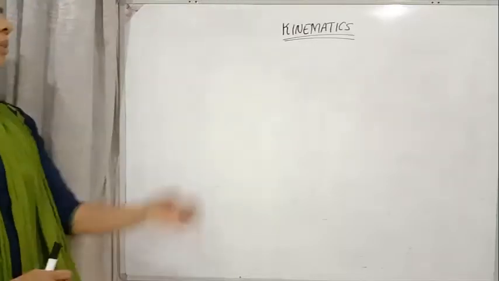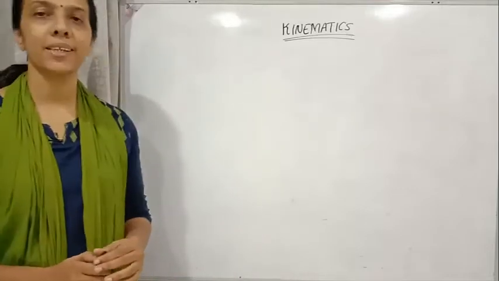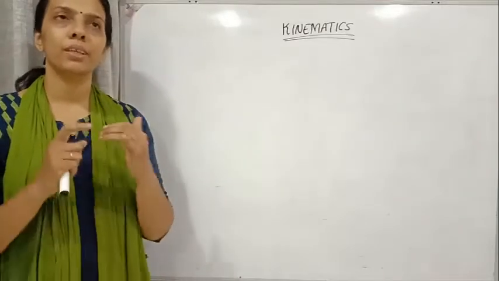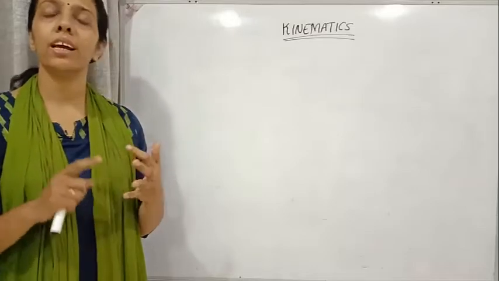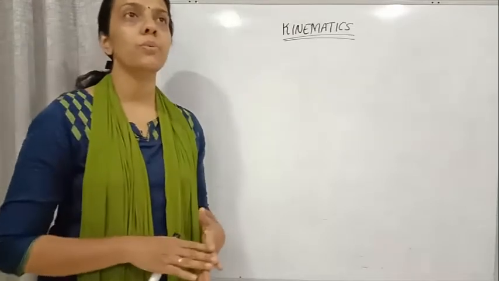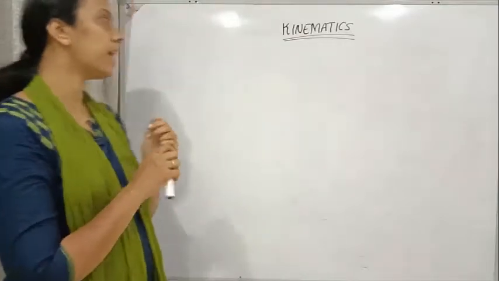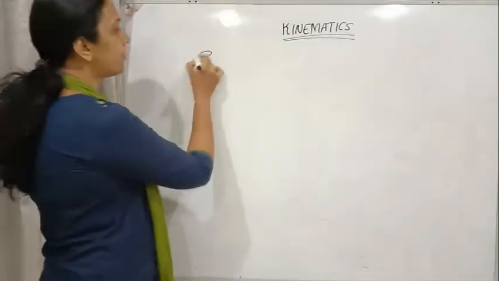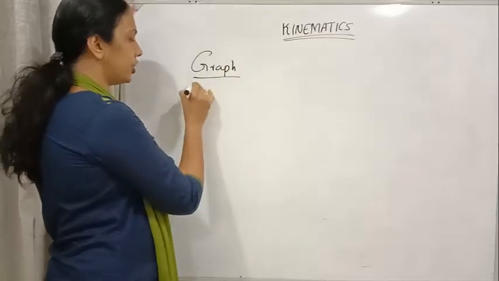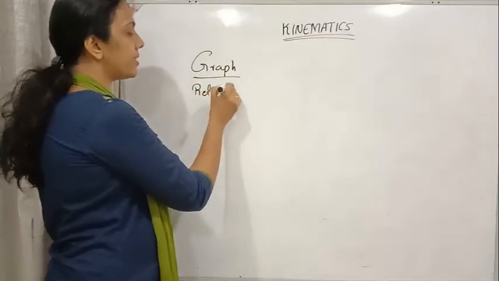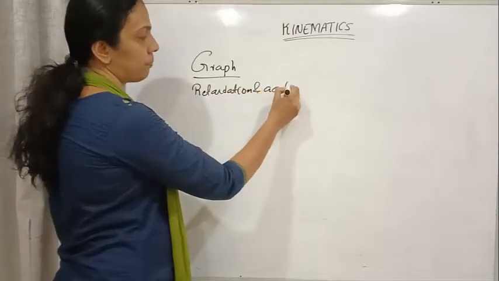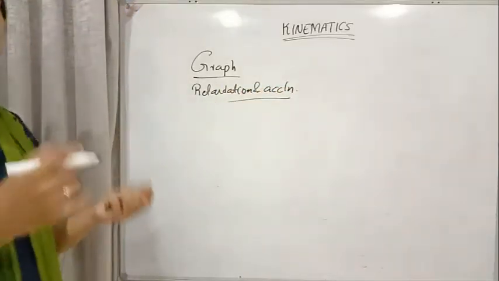In today's video, we are continuing with our kinematics portion. Last class we learned about the graph. In that we learned about uniform motion and uniformly accelerated motion. In today's video, we are continuing with the graph portion only, but here first the object is going under retardation and then acceleration. Okay, first retardation then acceleration.